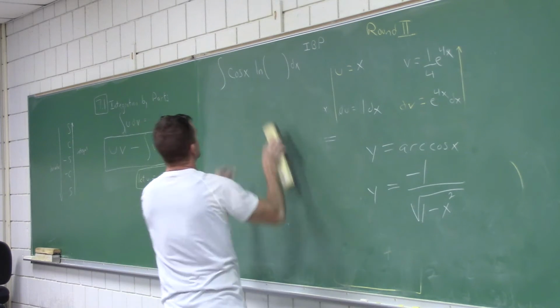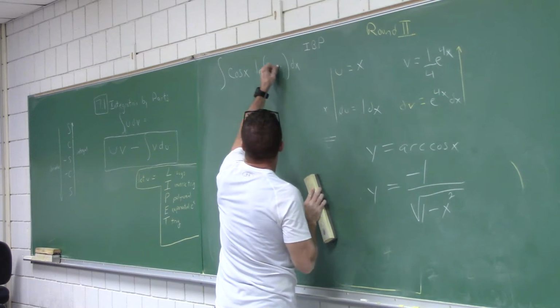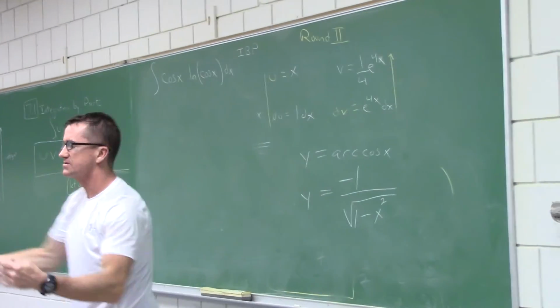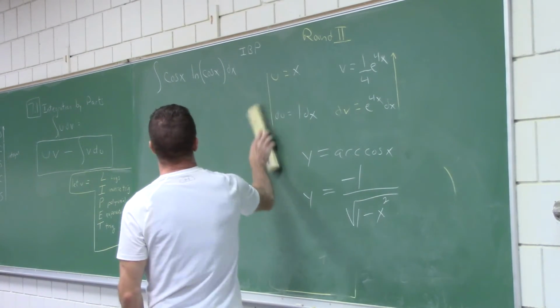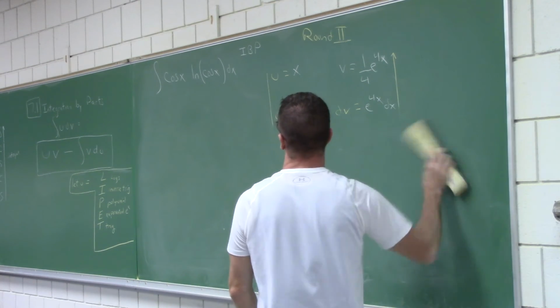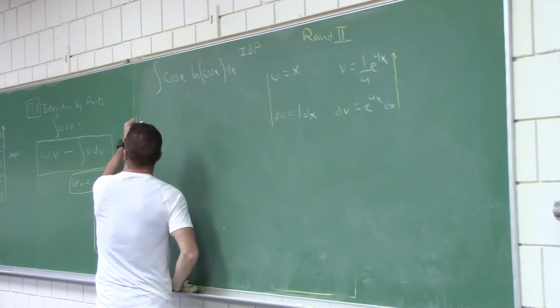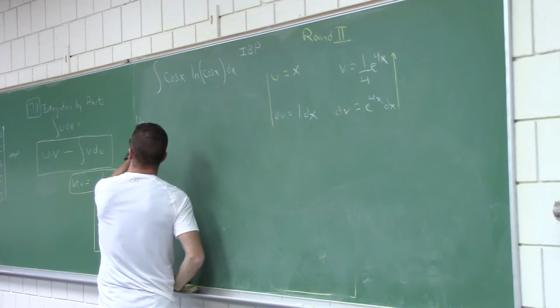Hey, I'm going to make this natural log of cosine of x, because problem number 33 in the book had a natural log of sine of x, just to give you extra practice. That's all. So I'm going to change that to cosine of x. This one's like problem number 33 in the book.